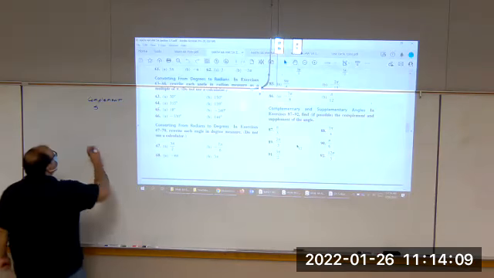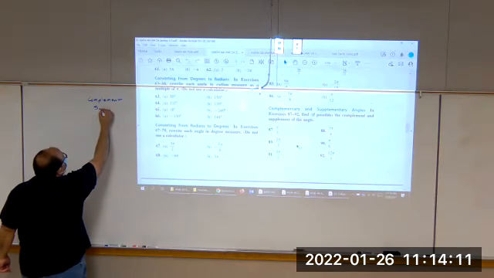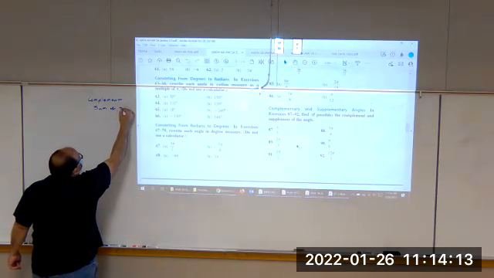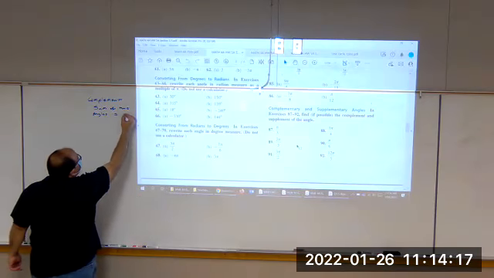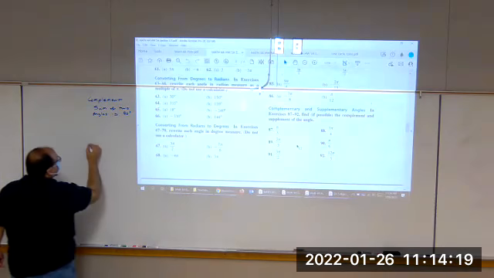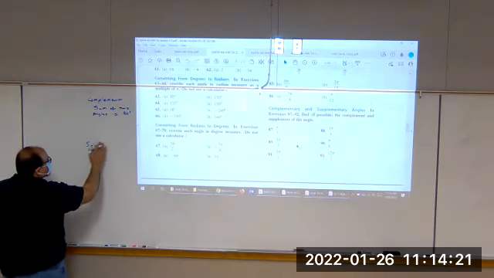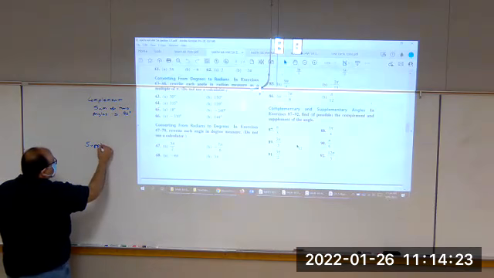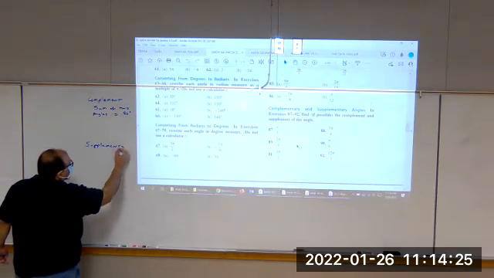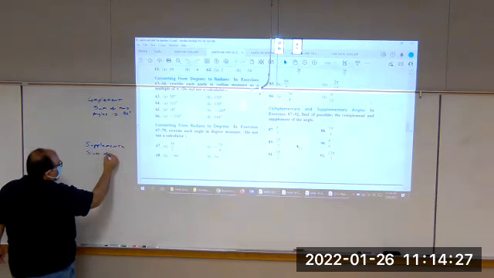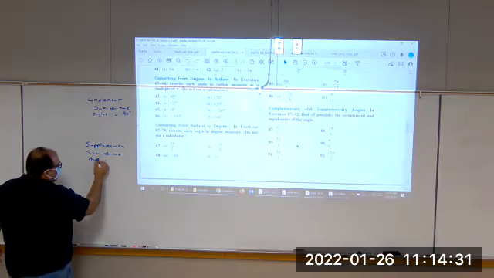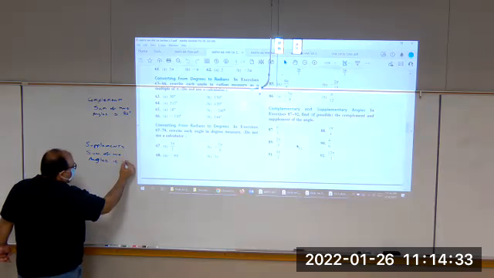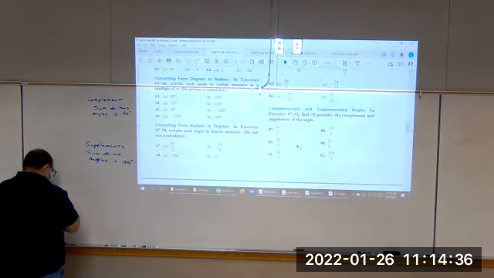Complements: the sum of two angles is 90 degrees. Supplements, supplementary angles: the sum of two angles is 180 degrees.